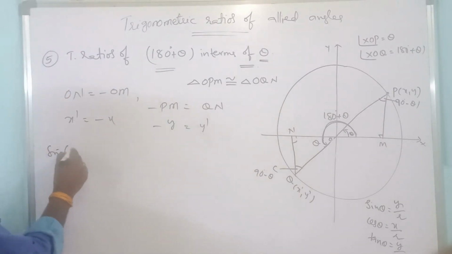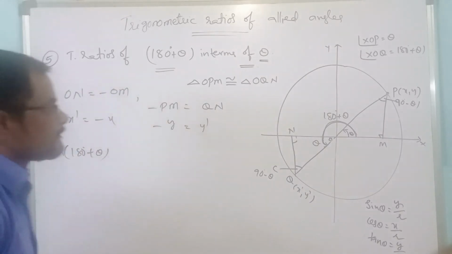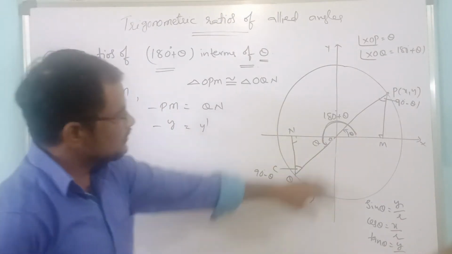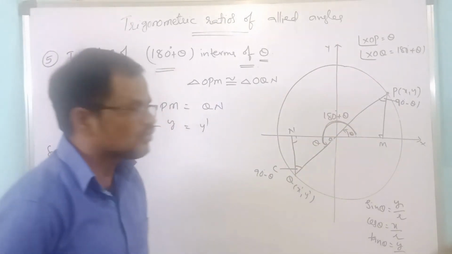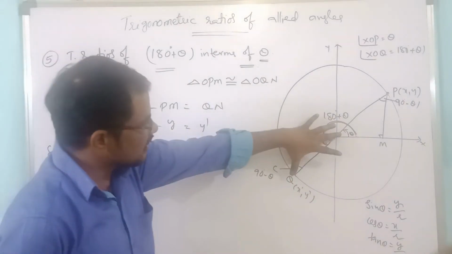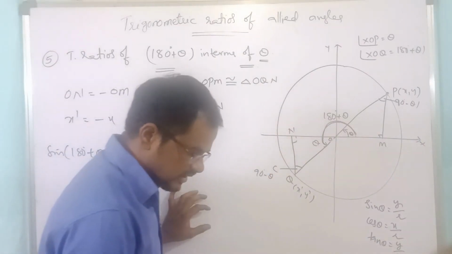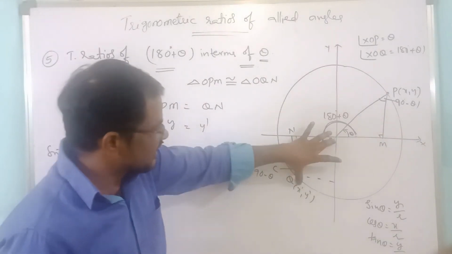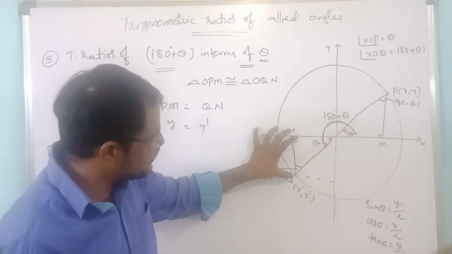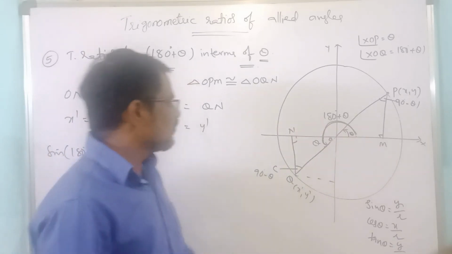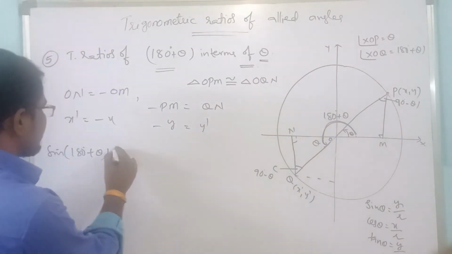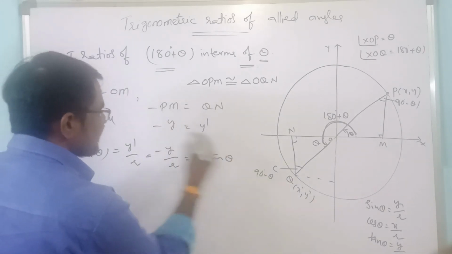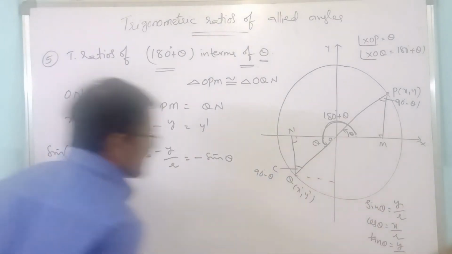Now from this triangle, sine of 180 plus theta I will take. For this angle 180 plus theta, how to define the sine? Projection of the radius on the y-axis, this length, divided by the radius. But this length is QN, which is y dash. So y dash by radius is minus y by r, that is equal to minus sine theta, because y by r equals sine theta.